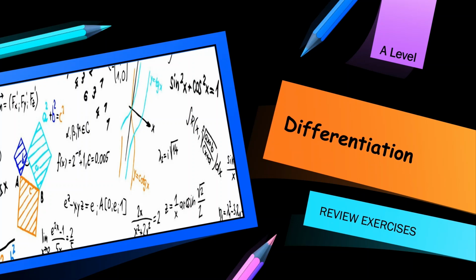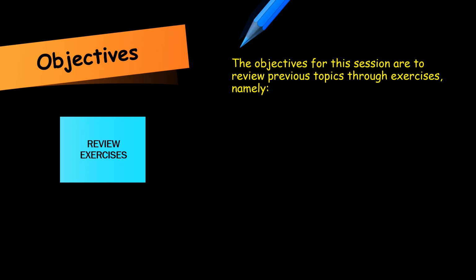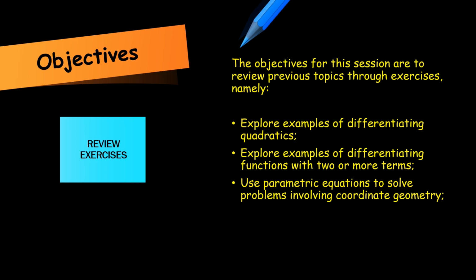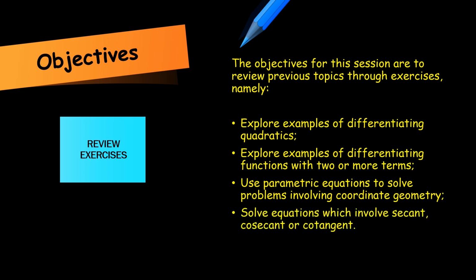Welcome to the session on differentiation, review exercises. The objectives for this session are to review previous topics through exercises, namely, explore examples of differentiating quadratics, explore examples of differentiating functions with two or more terms, use parametric equations to solve problems involving coordinate geometry, and solve equations which involve secant, cosecant, or cotangent.